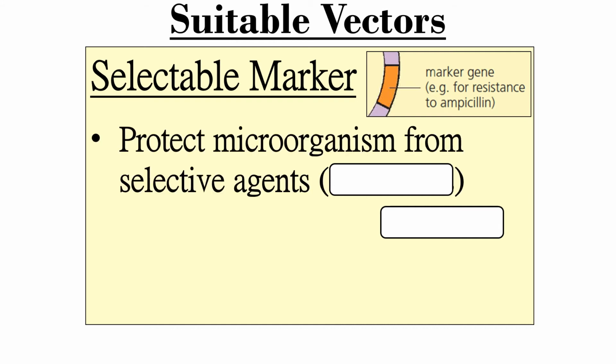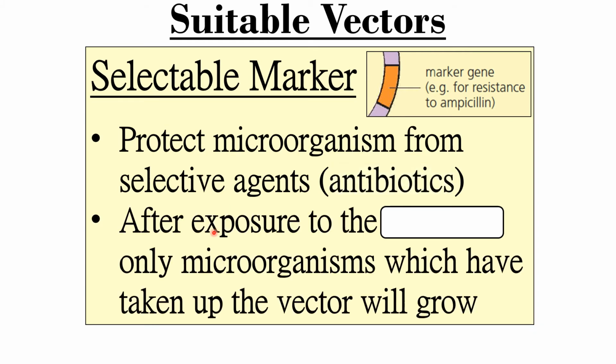And finally, you want a selectable marker. What it does is protect the microorganism from selective agents, that is antibiotics. After exposure to the antibiotic, only microorganisms which have taken up the vector will grow. Just to explain this, let's imagine you've got an agar plate with your bacteria in it, the bacteria that you've genetically engineered. Some of the bacteria might not take up the gene that you wish them to. What the selectable marker allows you to do is to distinguish those which have taken up the gene and those which have not. If they have taken up the gene, and if they're genetically modified, then they should be resistant to ampicillin because they've got the marker gene.